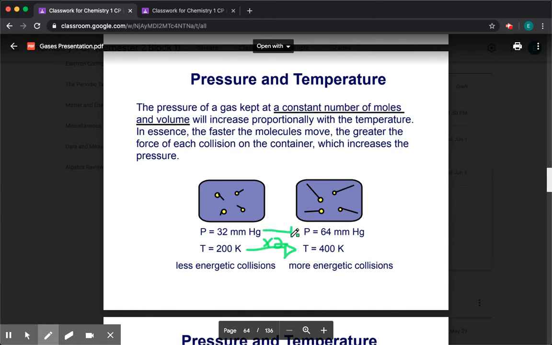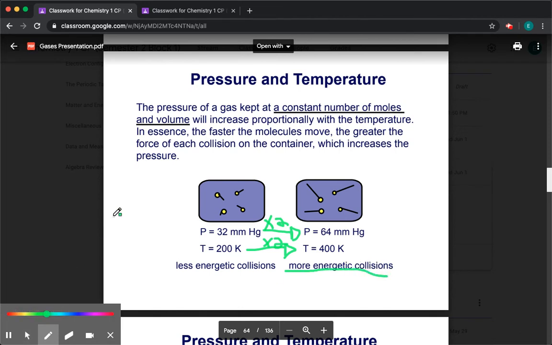Okay. If you increase the temperature, you increase the pressure. You give the molecules more energy, they're going to hit the walls harder. There's nowhere for them to go. The container can't expand, so the energy can't go anywhere. Okay, so then it just stays inside, and you have an increase in pressure. Okay, you have more energetic collisions.